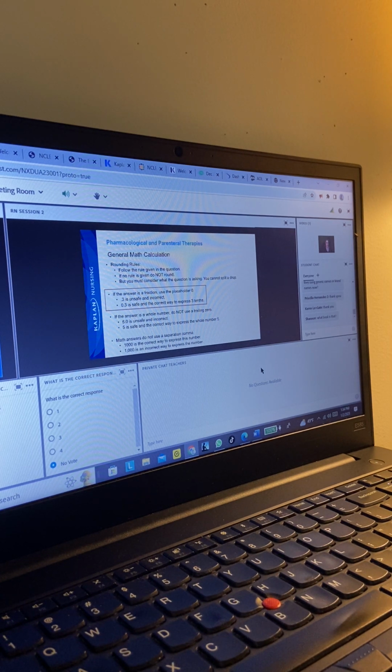And then finally, if your math answer is a number like 1,000, we do not use a comma in nursing because a comma can accidentally be misconstrued as a decimal. So if your number is 1,000, you just type in 1000. Those are just our little tips on math calculations.